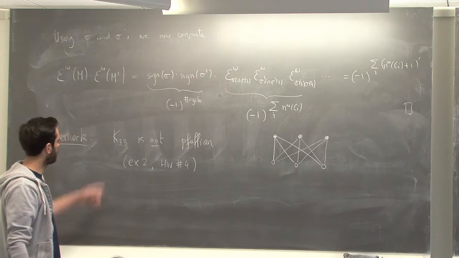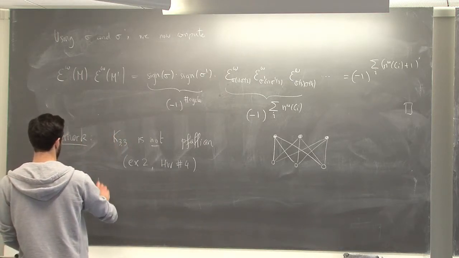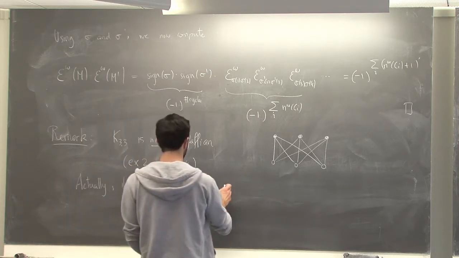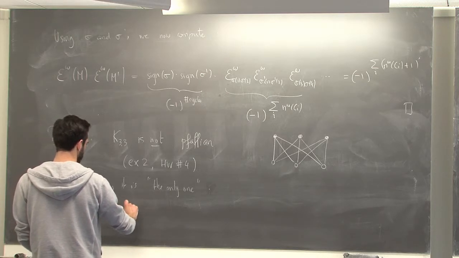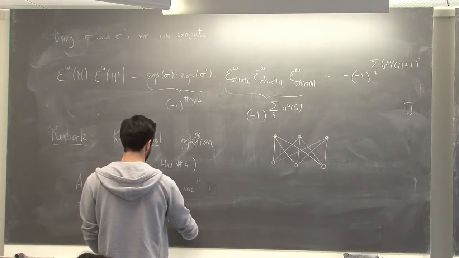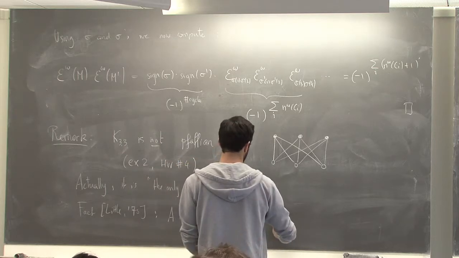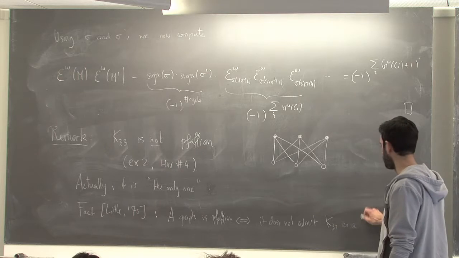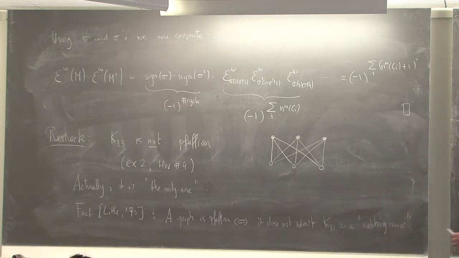And actually, maybe a little digression here. It's basically the only one in the following sense. There's a theorem by Little. In fact, this is due to Little in 1975, that a graph is Pfaffian if and only if it does not admit K3,3 as a matching minor. I'm not going to be precise here about the terminology, but you get the idea. So basically, that's the only obstruction to being Pfaffian.